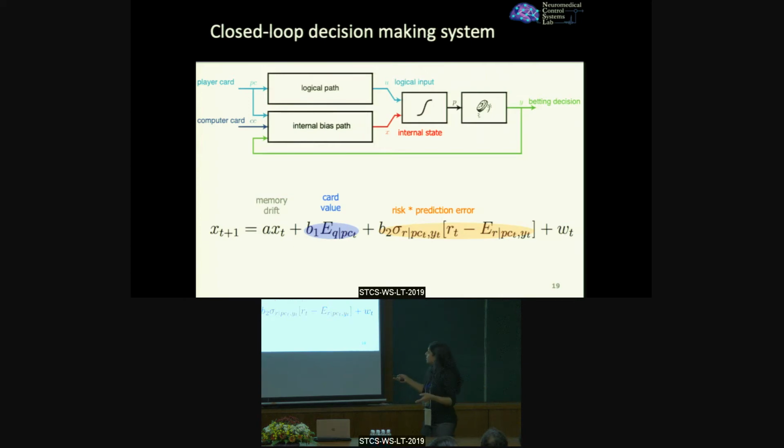Once I have this evolution equation, I need to just estimate A, B1, and B2, the parameters. And this is just additive Gaussian noise, and I estimate the variance. So it's scalar. Very simple. We just started with a simple scalar model.